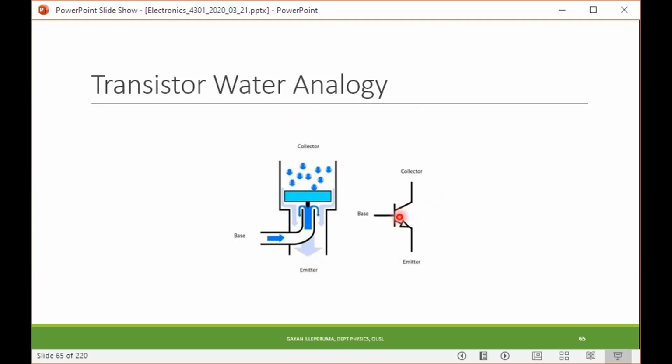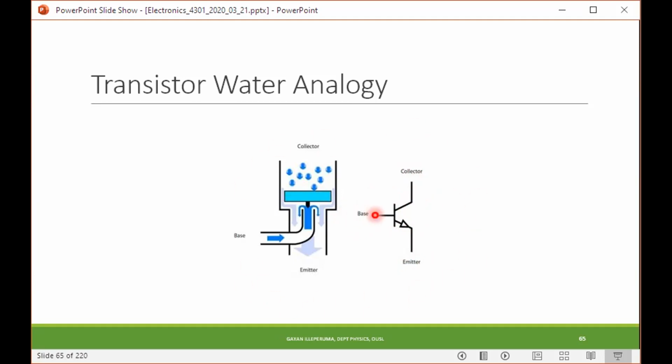You have a large potential difference across collector and emitter. However, current can't go through it without the permission of the base. So base is like the valve. Depending on how much current you push to the base, this collector to emitter current flow will change. Larger base current means larger current flow from collector to emitter. Smaller base current means smaller current flow from collector to emitter. So that is the water analogy for the transistor, right?